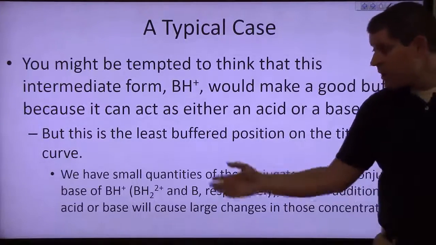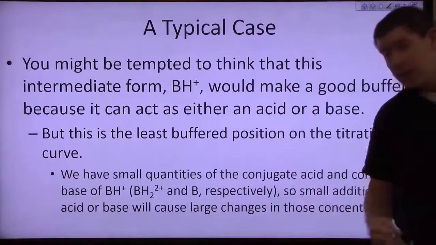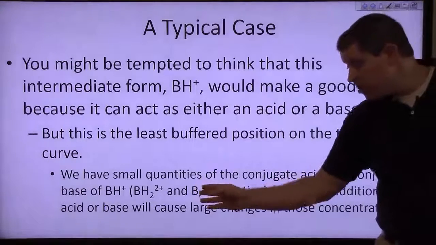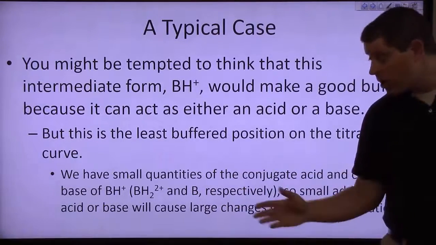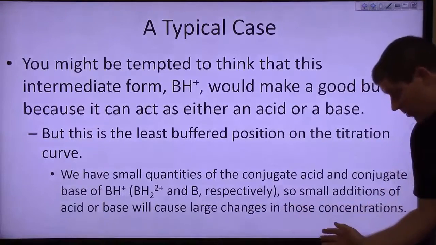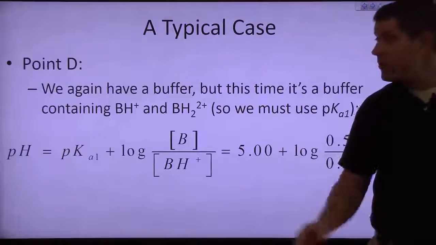And the reason for this is because we have small quantities of our conjugate acid and conjugate base of BH+, that is, the BH2 2+ and B, respectively. And that means that small additions of either acid or base will cause large changes in those concentrations of BH2 2+ or B, respectively. So now let's look at point D.